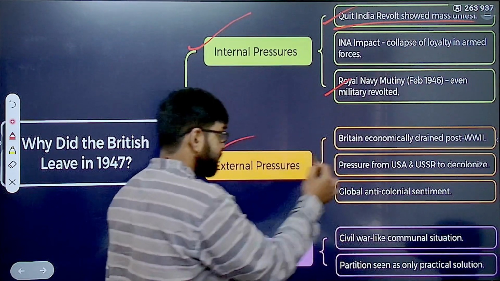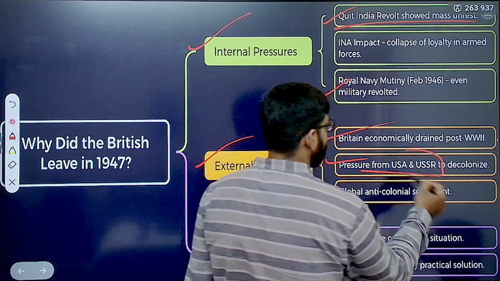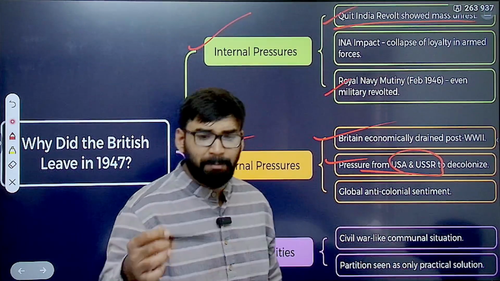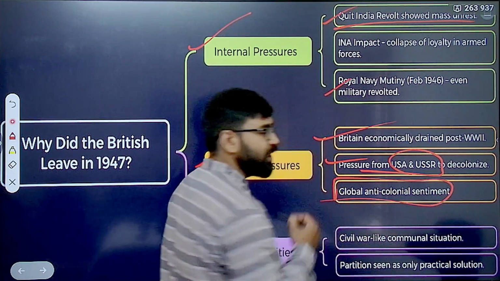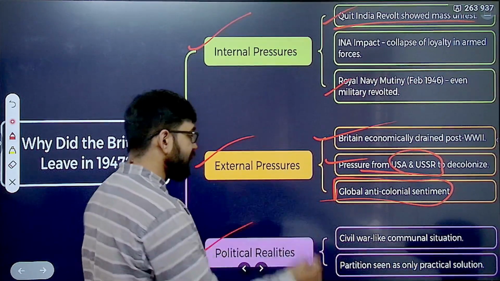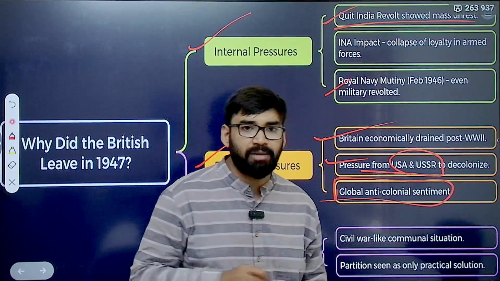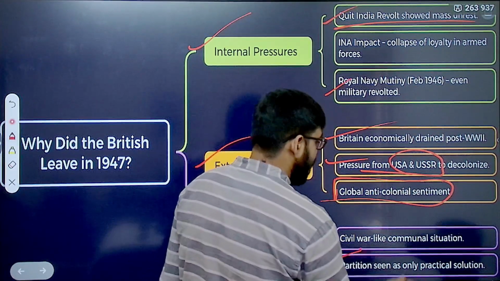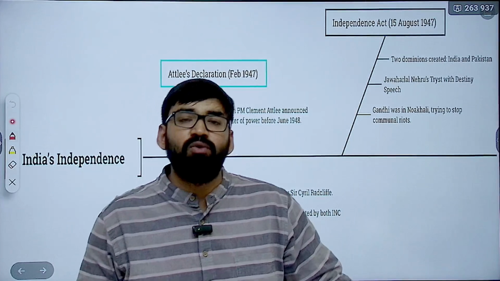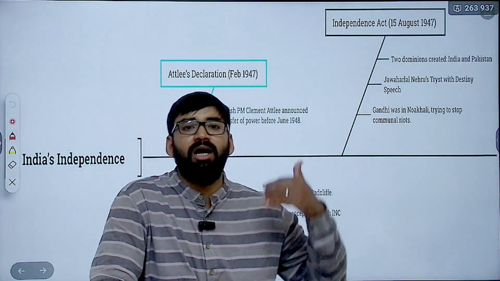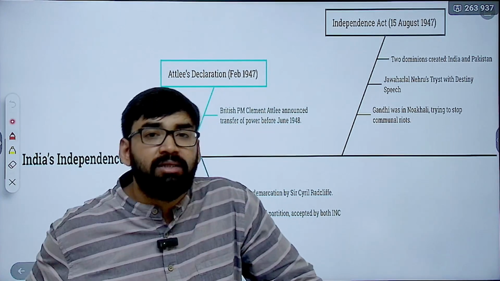Then external pressure. Britain was economically exhausted. Then pressure from the US and USSR, as these two became the superpowers after the Second World War, to decolonize. Then global anti-colonial sentiments were there. Then political realities. A civil war-like situation was there in India. Communalism was there between Hindus and Muslims. Then partition was seen as the political, or you can say practical, solution. This was the main reason why the British were going to leave India, because partition was seen as the only practical solution.